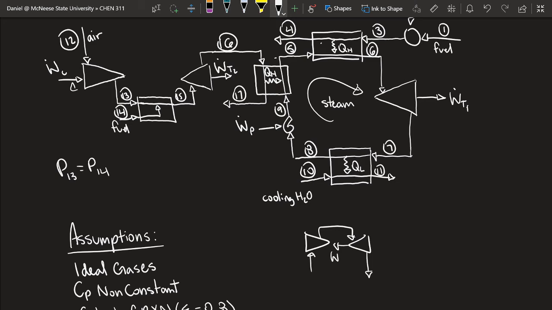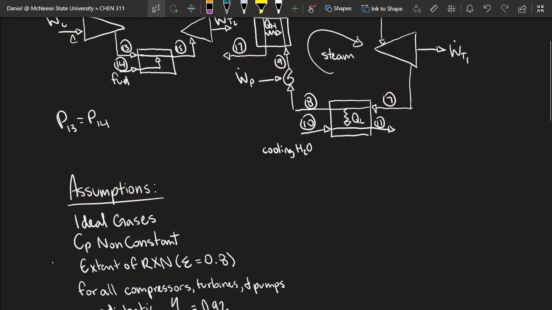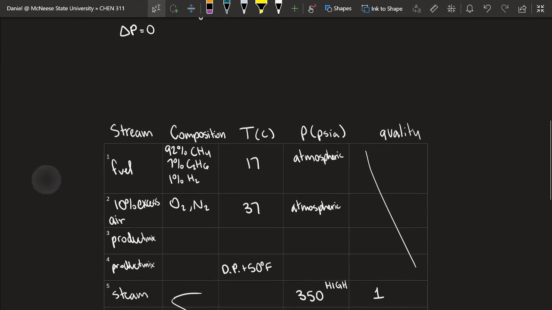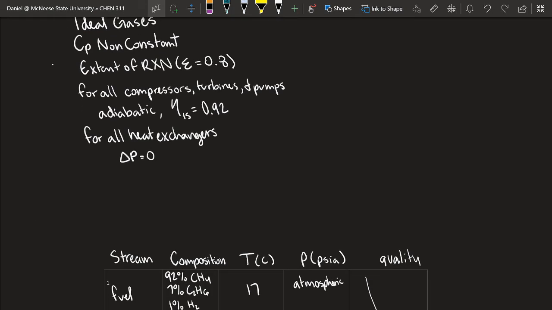I don't know. I'm not very sure about that. But that doesn't matter about this. It's not as efficient or something like that. Now, all heat exchangers are assumed to have a delta P of 0.